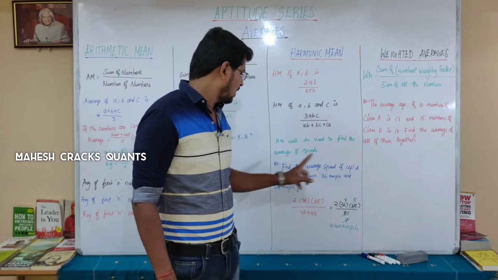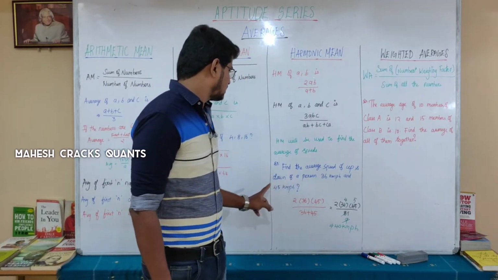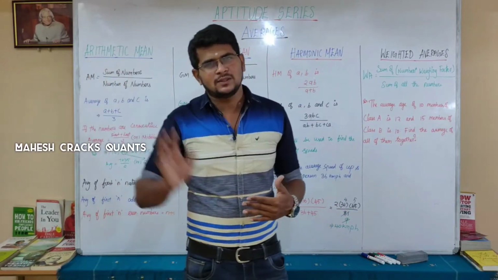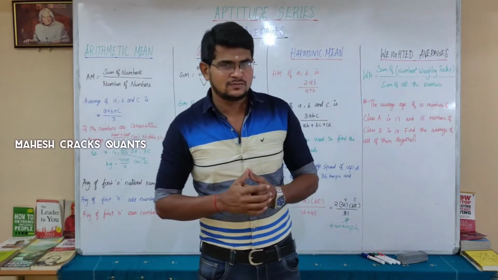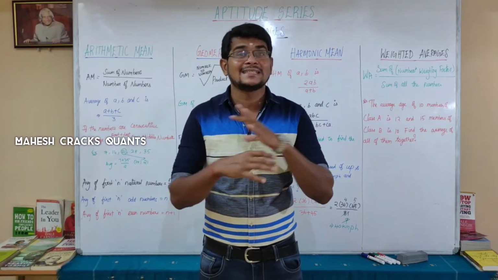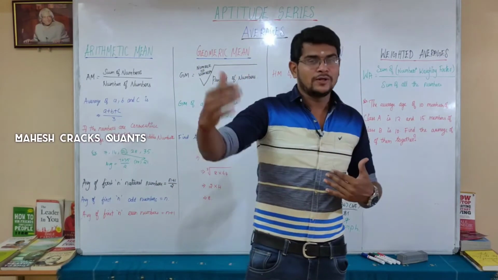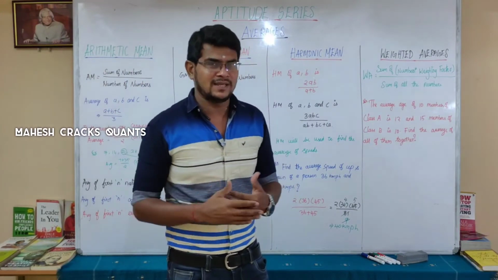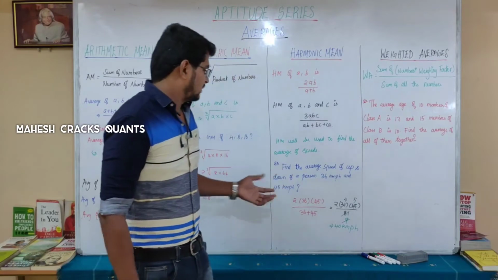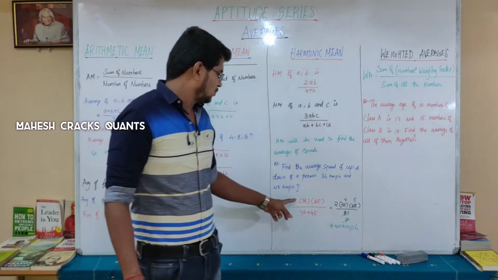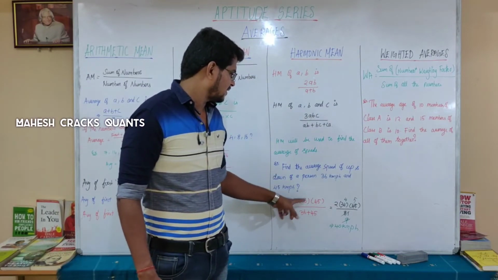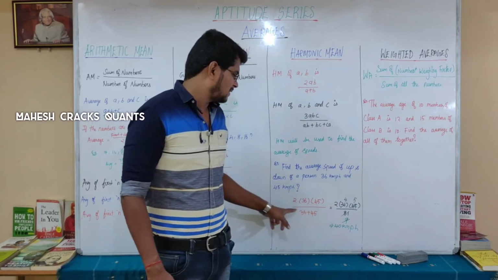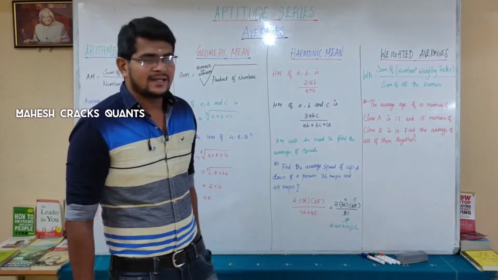Find the average speed of up and down of a person at 36 km per hour and 45 km per hour. A person going up with 36 km per hour and down with 45 km per hour, what is his average speed? Up means going towards a certain distance, and down means returning from there. You have to use 2AB by A plus B: in the place of A we have 36 and in the place of B we have 45, and you will get the answer.